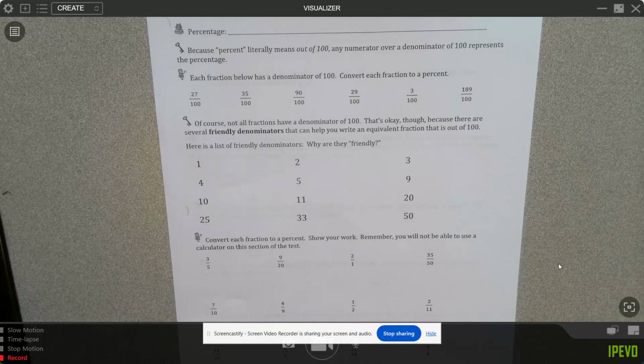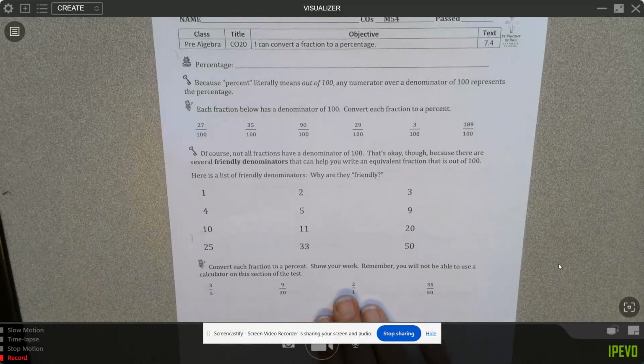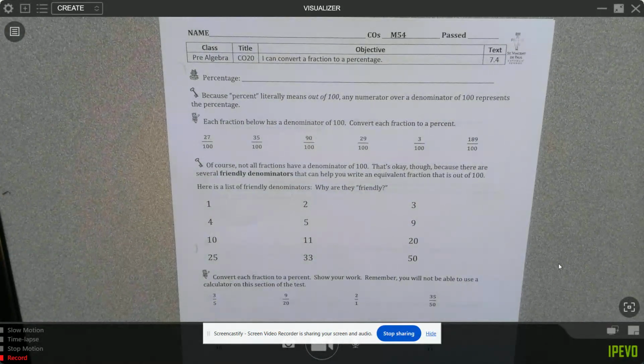Good afternoon. Today we are working on CO20. I can convert a fraction to a percentage. We are doing this a hodgepodge way with me using the document camera because of technology issues of the day. Hopefully it'll get all fixed after school, but just bear with us.